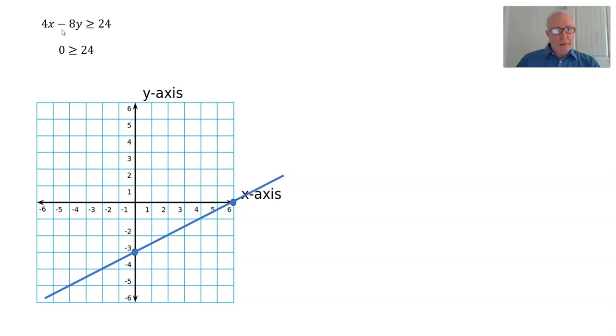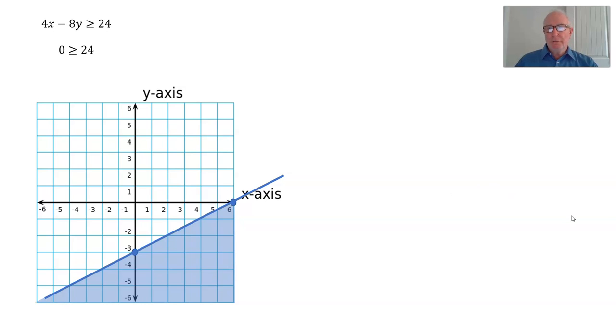If the y term is negative, when I solve for y, I'd be dividing by a negative, and a negative flips the sign. So this becomes less than. So less than, we shade below the line. So when we're in standard form, if the y term is positive, then greater than is above, less than is below. If the y term is negative, that flips the sign, and that's what we have to shade.